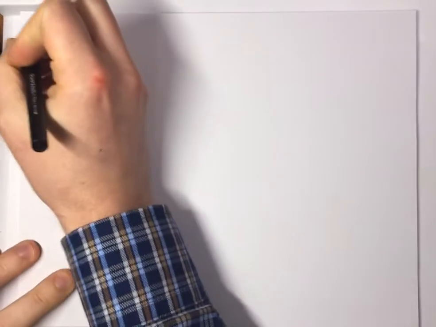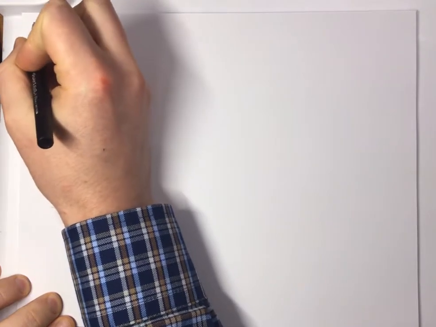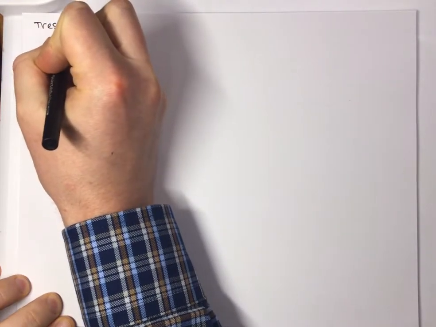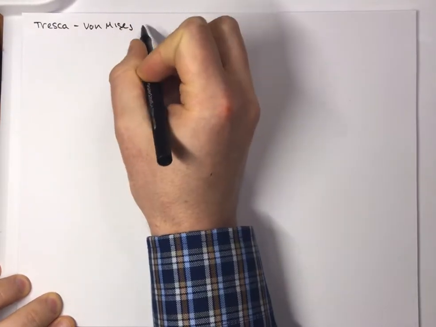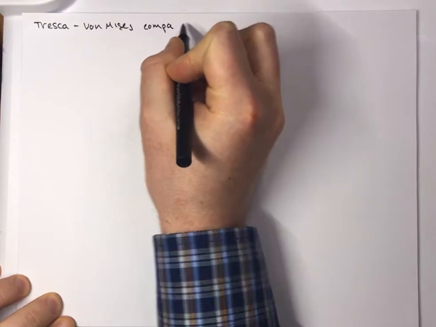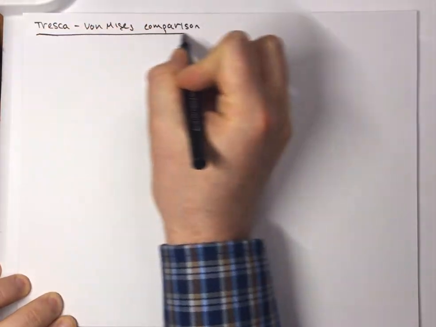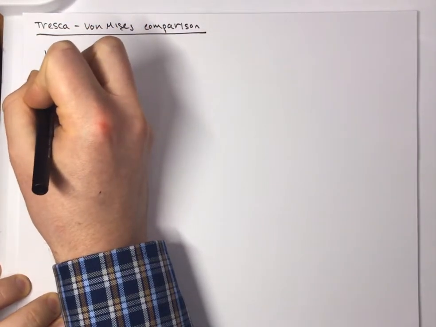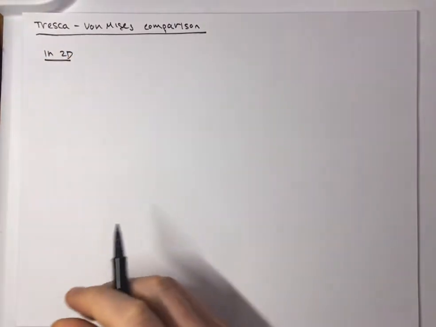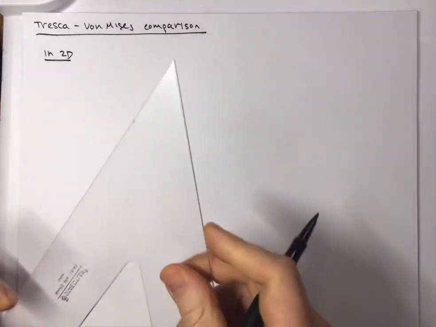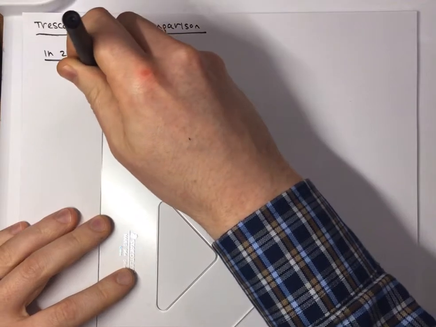Okay, so now I want to talk about what this surface looks like in 2 and 3D. So we're going to look and compare the Tresca and the von Mises surfaces. So these are going to be the yield surfaces. And I'm going to start in 2D because we can draw some better pictures here. So here is what this is going to look like in 2D.